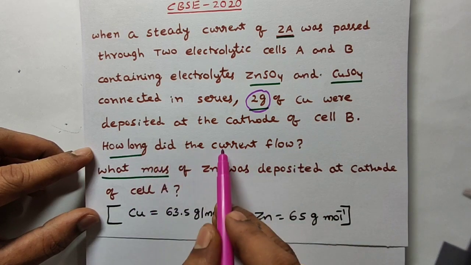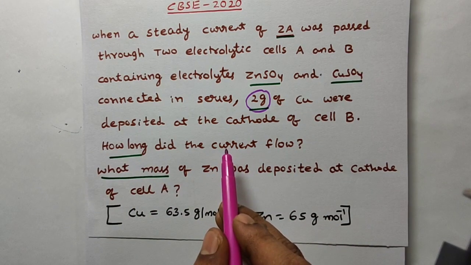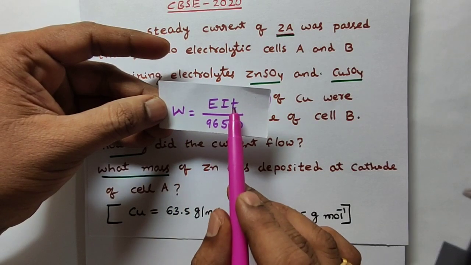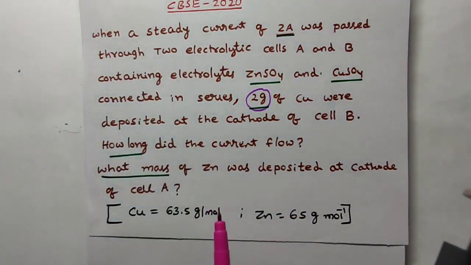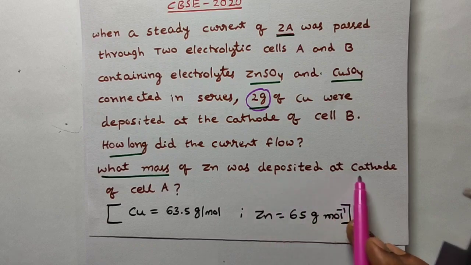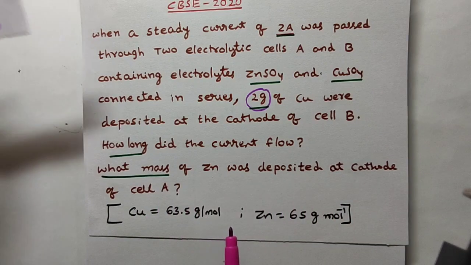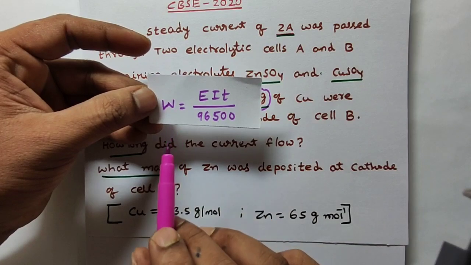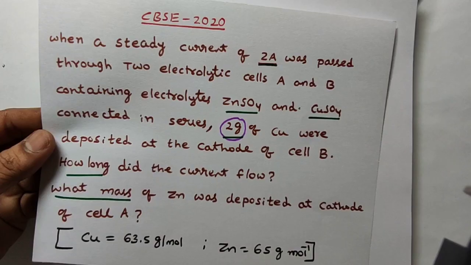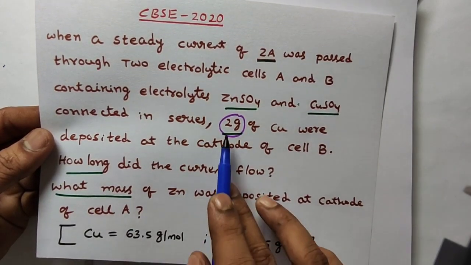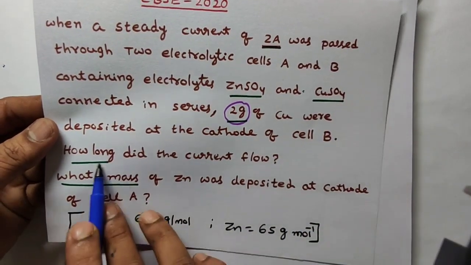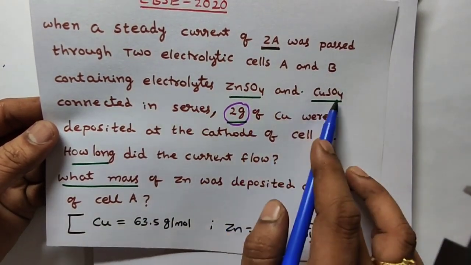In the first step, what we have to find out? Use this formula. Everything is given. First step, you have to find out time. Now, second step: what mass of zinc is deposited at the cathode? In the second step also the same formula, but this time you have to find out W. First, 2 grams of copper was deposited at the cathode, and time we have to find out. So first you can take copper sulfate.